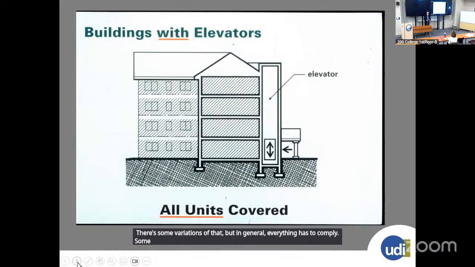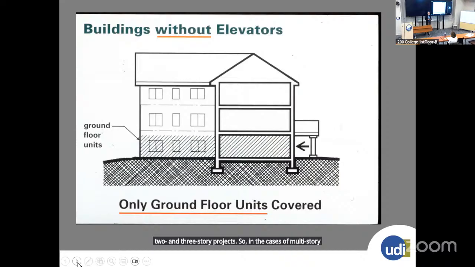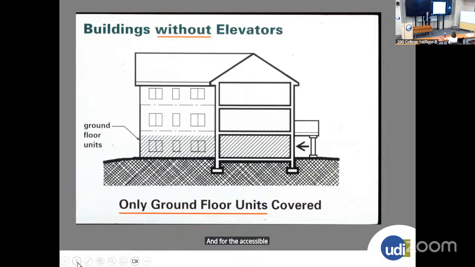Some buildings have elevators, some don't. A lot of them don't. 2- and 3-story projects. So in the cases of multi-story projects that don't have elevators, only the ground floor. And even that topic can be subject to a lot of interpretation. So what's a ground floor unit? If you're building on sites out here with terrain change and so on, you can have multiple ground floors. It's true, you can. But it's just the ground floor of those that the requirements for unit design apply to, and for the accessible routes of travel to apply to.